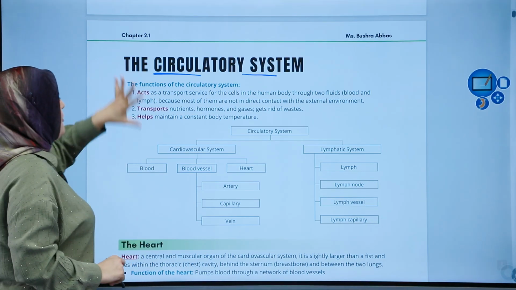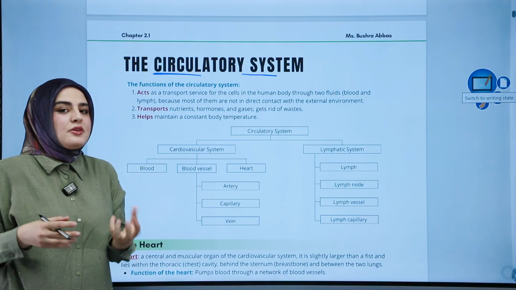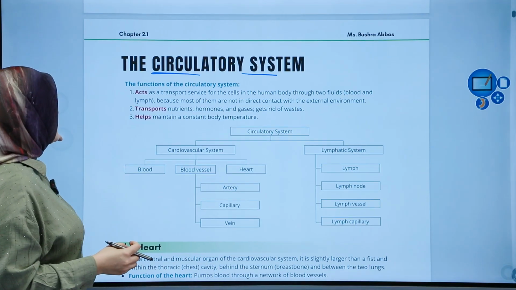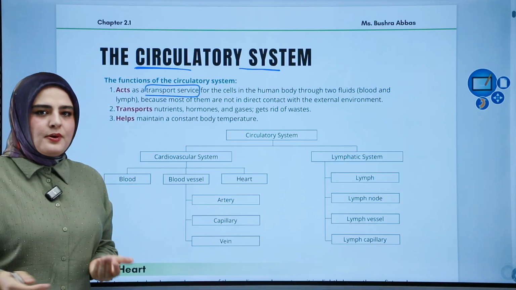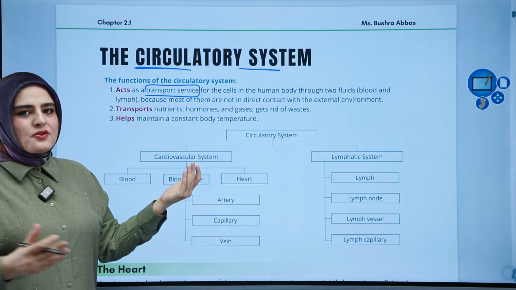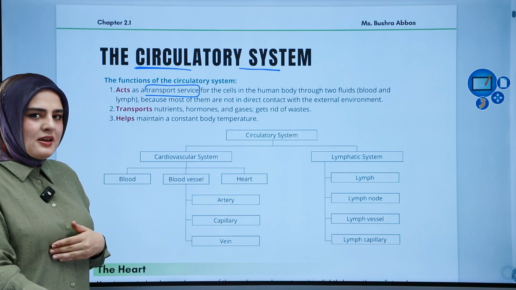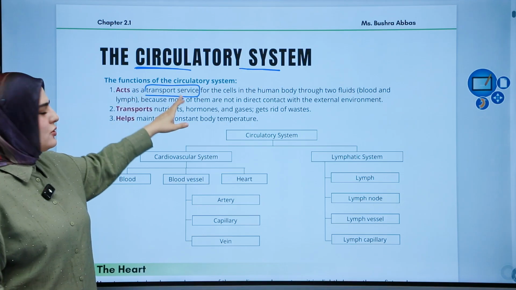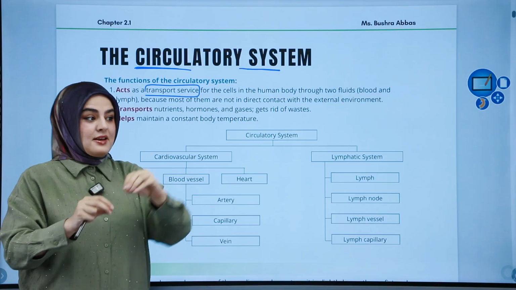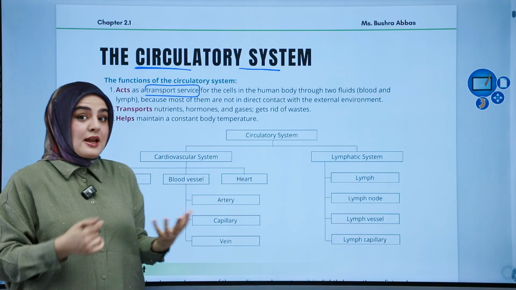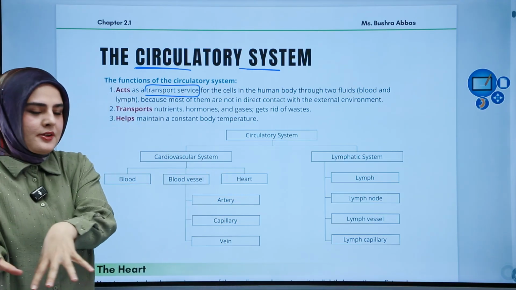Good. Now, before we start, what is the circulatory system? Let's learn why we have it and what its role is. The circulatory system acts like a transport service, just like, for example, Talabat, which is used for bringing stuff to you and taking other stuff back. So they are called transport services, and the circulatory system is that in your body. It's just like these types of companies outside. They bring stuff from one side and take it to another place.